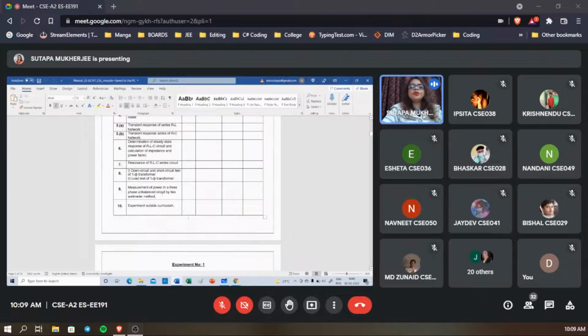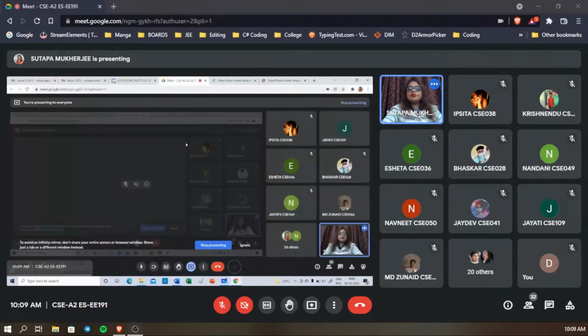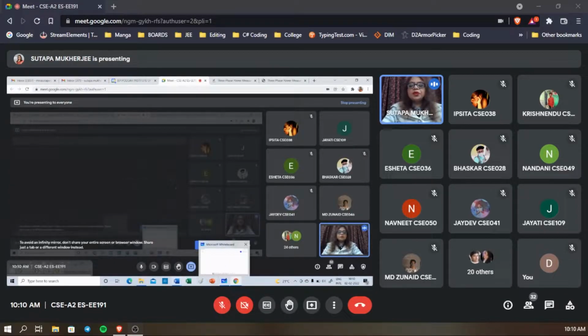Number 9, measurement of power in a 3-phase unbalanced circuit by 2 wattmeter method. Basically, you are acquainted with measuring 3-phase power using the 3 wattmeter method, but here we will do the 2 wattmeter method. I think you are acquainted with the theory from your theory class. How can you measure the 3-phase power using 2 wattmeters? If you don't use 1 wattmeter, it will be easier. You can escape 1 wattmeter. This is the advantage of this experiment.